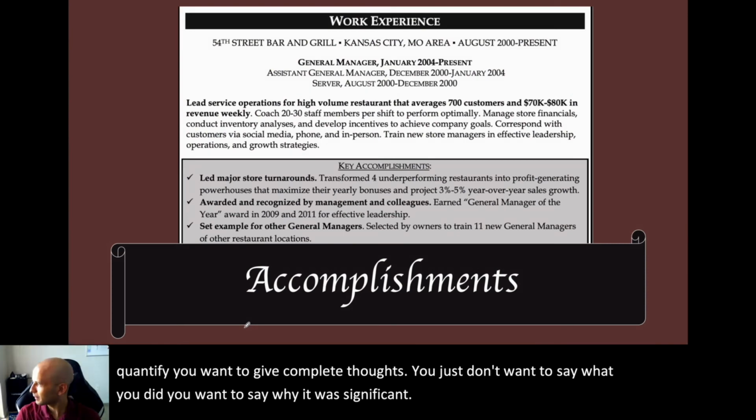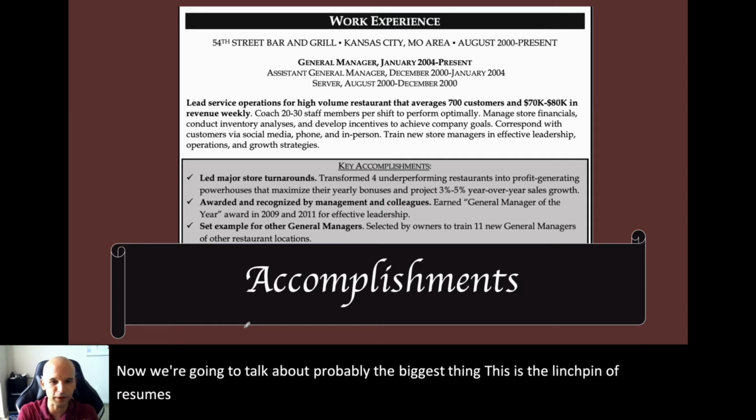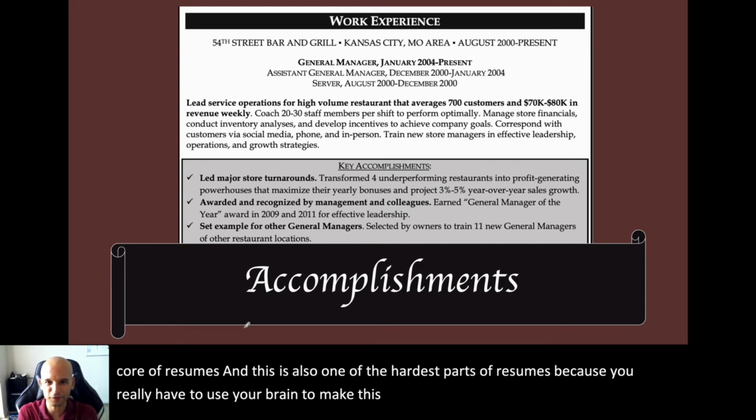Now, we're going to talk about probably the biggest thing. This is the linchpin of resumes. This is what makes you different from everybody else. This is like the core of resumes. And this is also one of the hardest parts of resumes because you really have to use your brain to make this work and to be successful at this part.